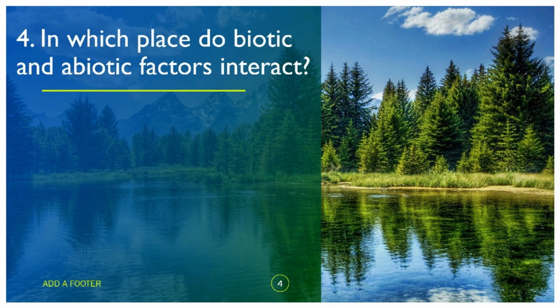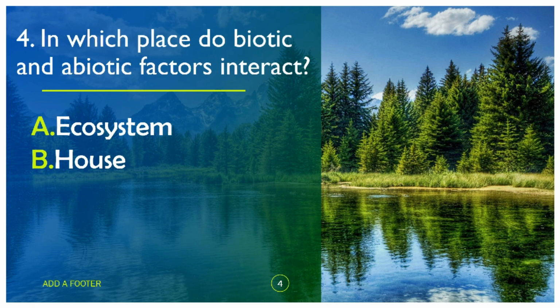Number 4. In which place do biotic and abiotic factors interact? A. Ecosystem. B. House. C. Niche. D. Shelter. Okay. The answer is letter A, ecosystem.